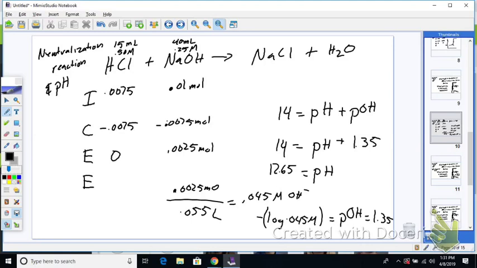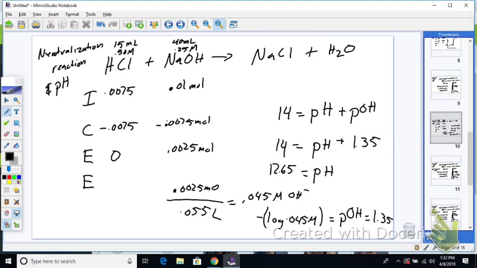Get a small beaker, like 50 or 100. Okay? Or get 100, because the pH probe needs to go in there to measure the pH.